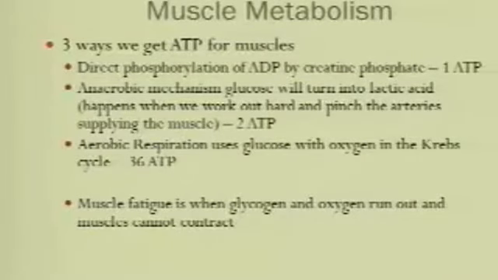Muscle fatigue is when glycogen and oxygen run out and muscles cannot contract, but they can also be stuck in states of contraction. If you've seen somebody with a muscle cramp, they've been totally depleted of ions and glycogen. Muscles can only go so long without stores of energy.